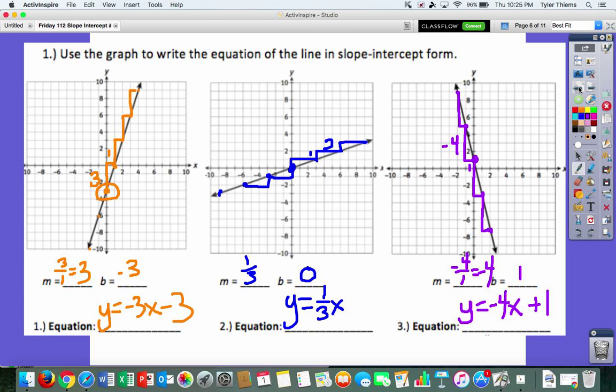I want you right now to press pause and do the 3 problems below this on your own. Press pause and try those right now.